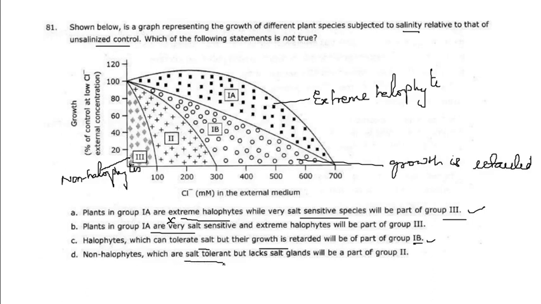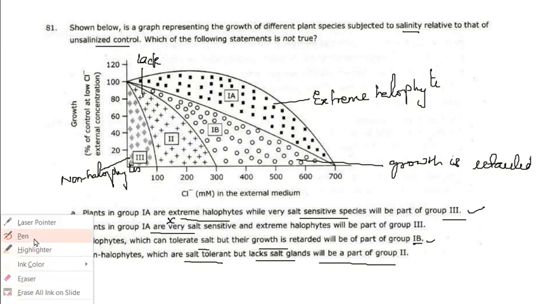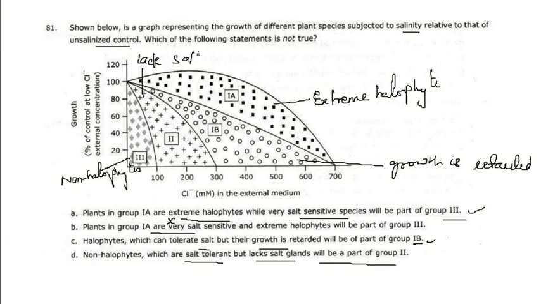Non-halophytes which are salt tolerant but lack salt glands will be a part of group 2. So this number 2 includes both halophytes and non-halophytes. Okay, they lack salt glands. And this group 2 includes both halophytes and non-halophytes. So this is also correct. So we found that option B is the incorrect one. This is our right answer.